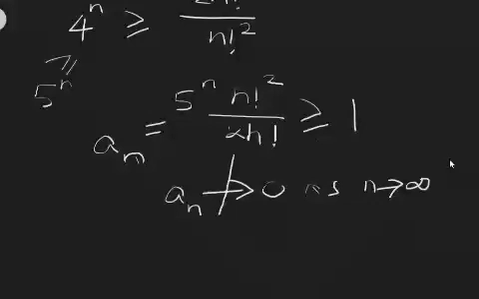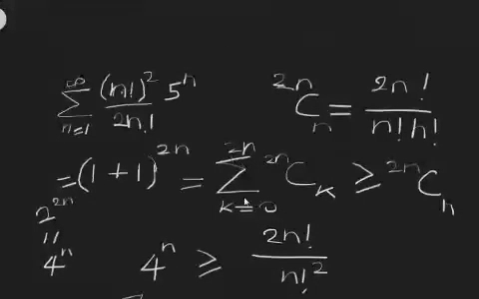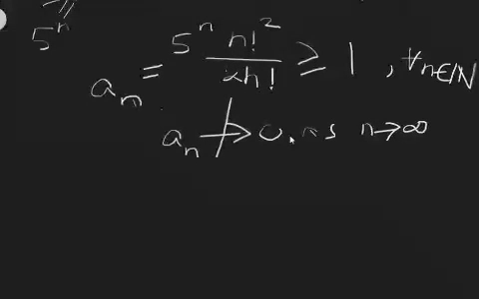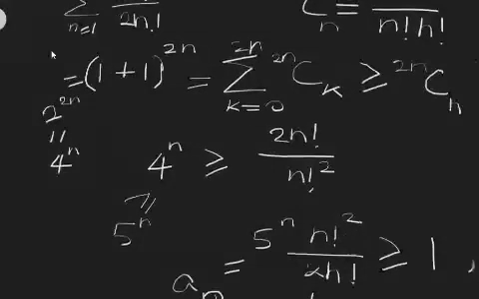This is true for all n belonging to the natural numbers. That means this infinite series is divergent. So that infinite series in part A is divergent, right? So that was question number 1.